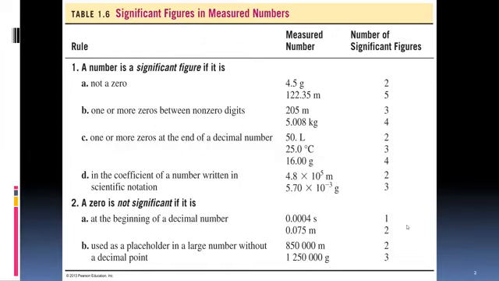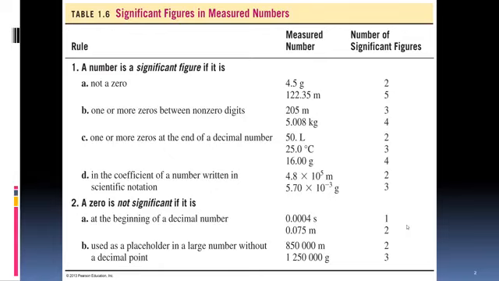Rule 1a says that if a digit is non-zero, it is significant, which means the number, for example, 4.5 grams has two significant figures. Rule 1b says that one or more zeros between non-zero digits are also significant. For example, 5.008 kilograms has four significant figures, the 5, the 8, and the two zeros between them.